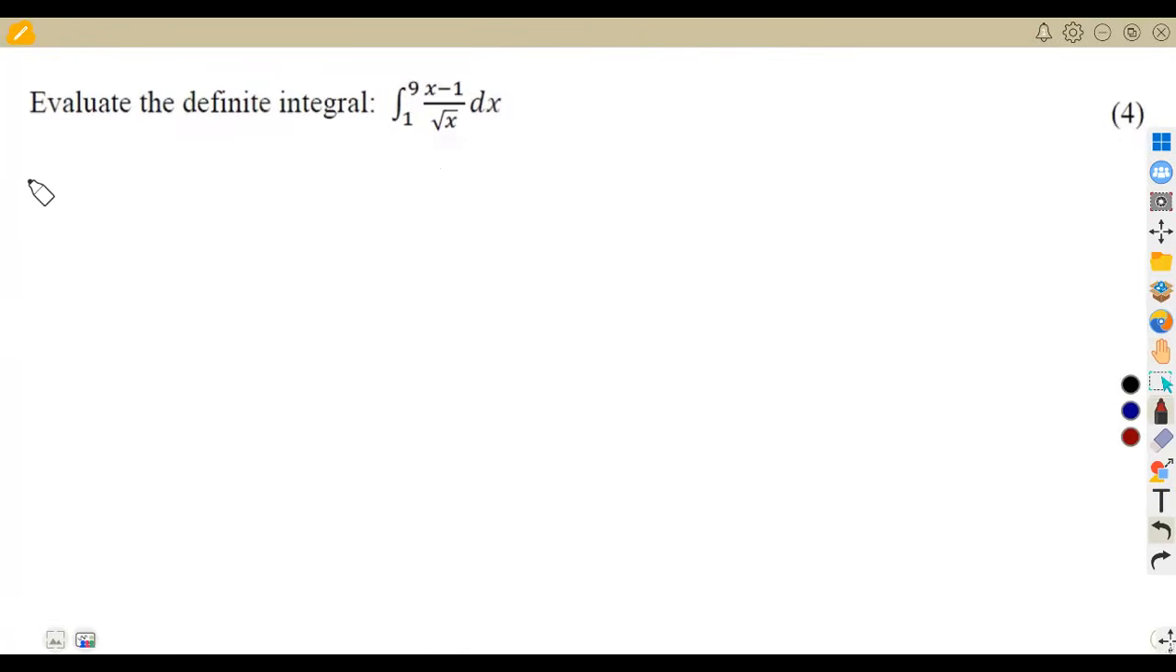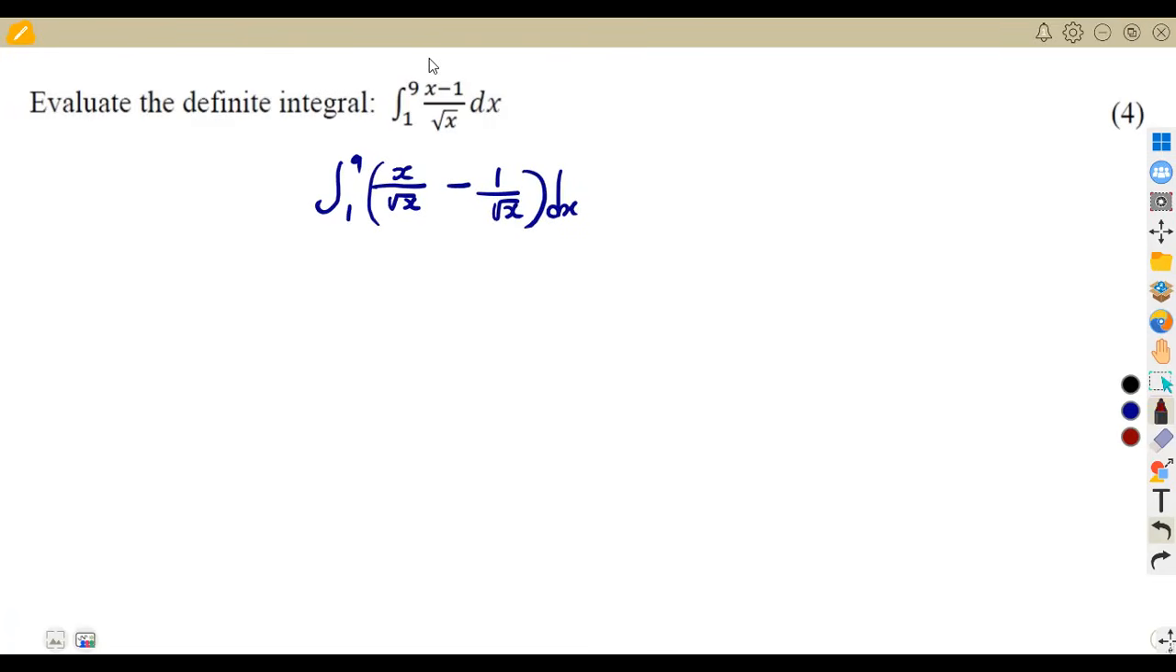So the first part, you're given to evaluate the definite integral of x minus 1 over the square root of x with limits 1 to 9. All you need is just integrate this part and substitute your limits. Remember that if we are given to integrate this, we can separate. This is x minus 1 over the square root of x, which can be written as x over the square root of x minus 1 over the square root of x, with respect to x.